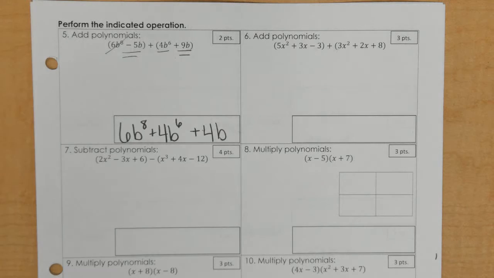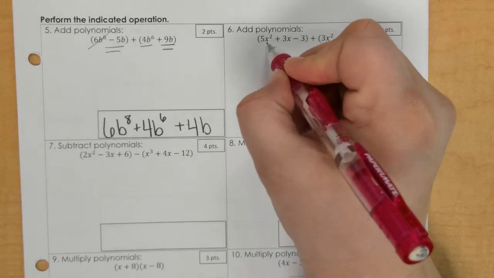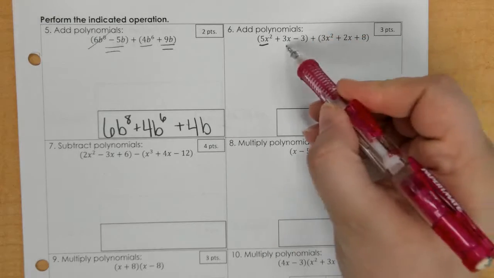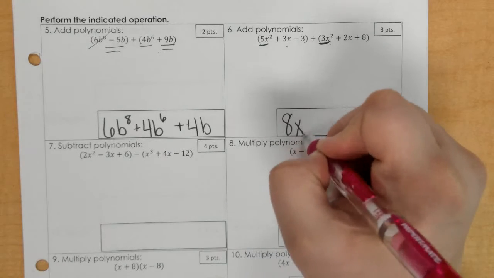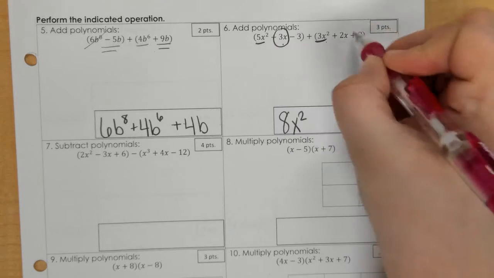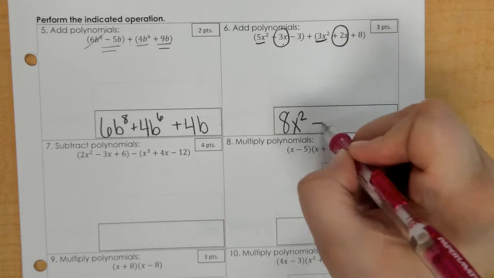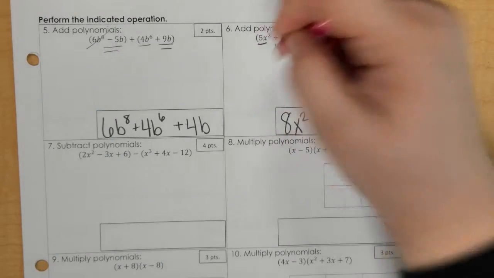Number 6, again, is adding polynomials. So we're going to find the biggest exponent and combine if we can. So it looks like 5x squared, and it can combine with 3x squared to make 8x squared. Then we have 3x and 2x, which make 5x. I kind of covered that up, but that is a plus sign right there.